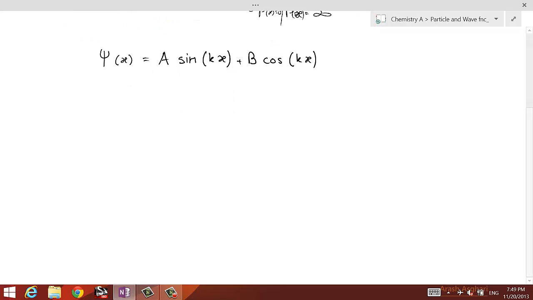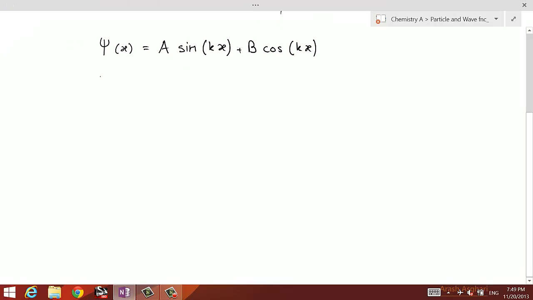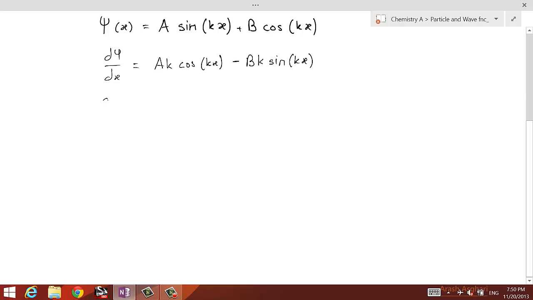Now I would like to differentiate psi of x by dx. What you get here: the k comes out, and you differentiate sine, you get cosine, so a k cosine kx. And now b, you get this k, and you differentiate cosine, it's a minus sine, so I put the minus in front: minus b k sine kx. Now I differentiate again. You get the same a, you get another k, so k squared, cosine differentiates to a minus sine.